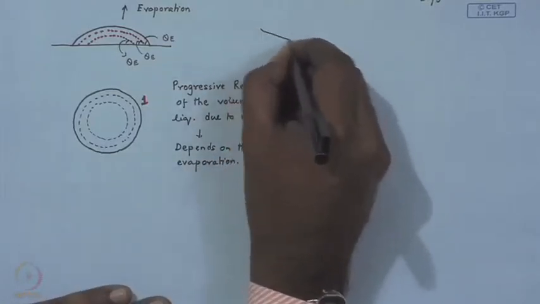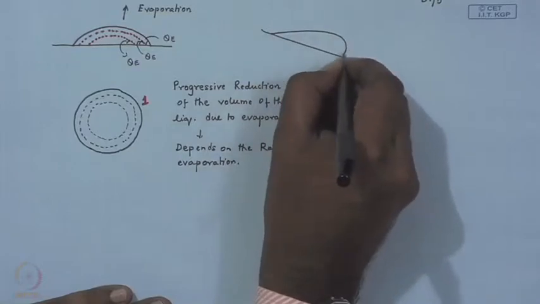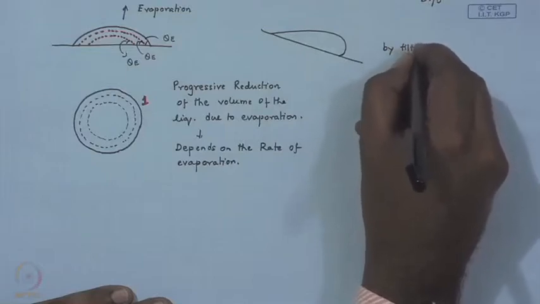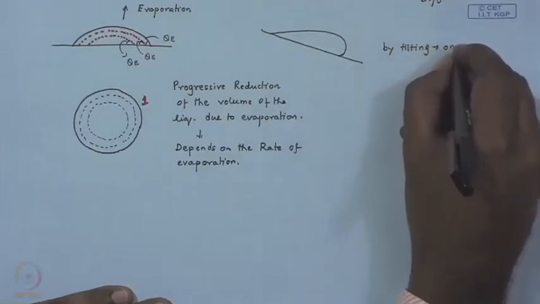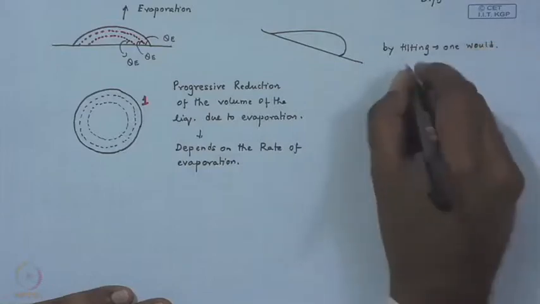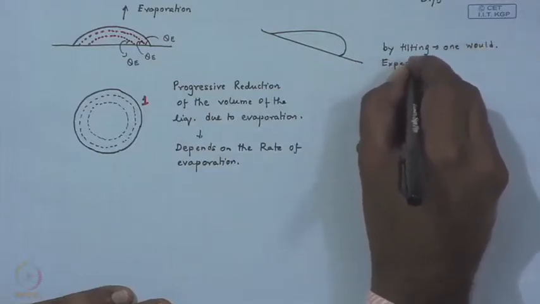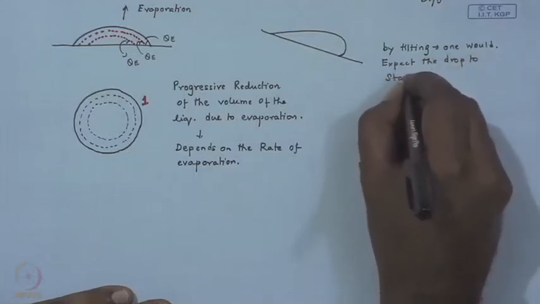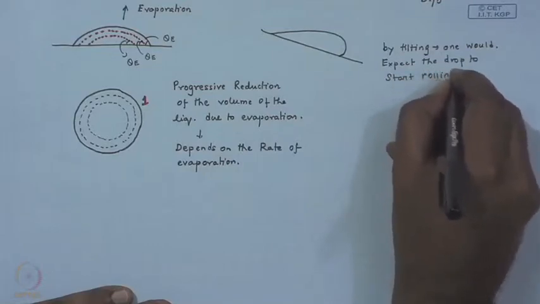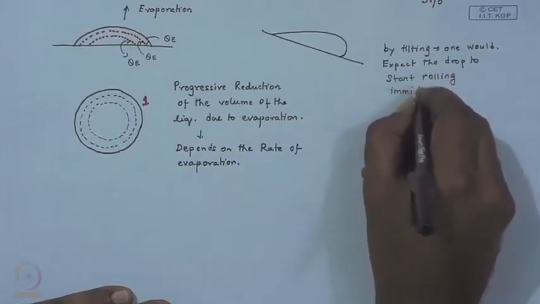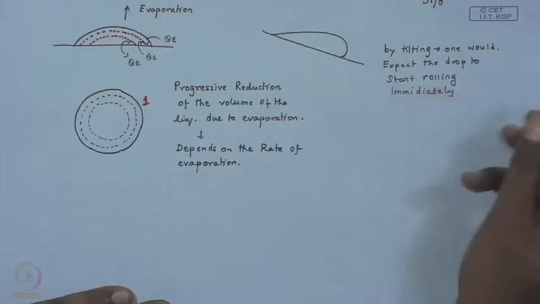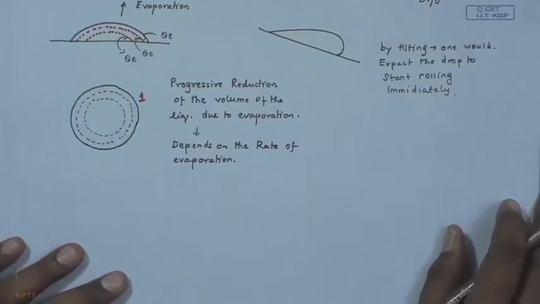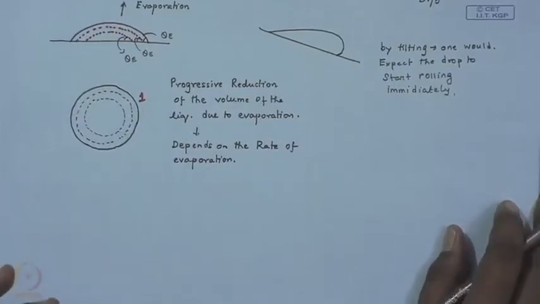Ideally, just like tilting of a drop on a solid surface, one would expect the drop to start rolling immediately, but that does not happen, and there is a critical contact angle hysteresis, only beyond which this occurs.